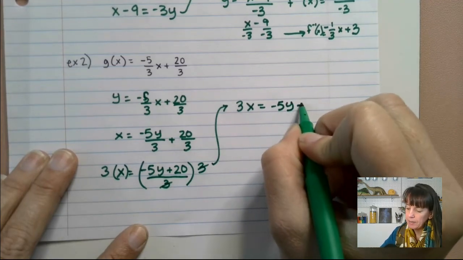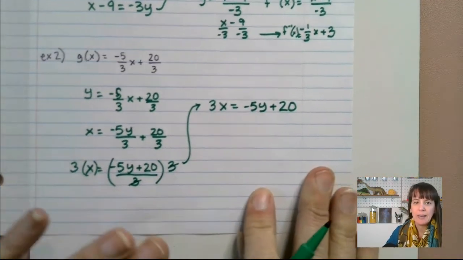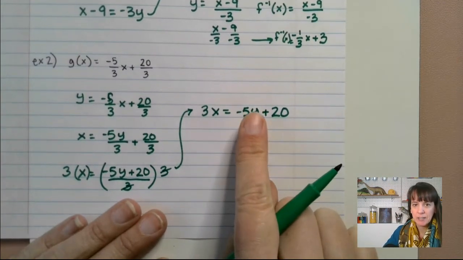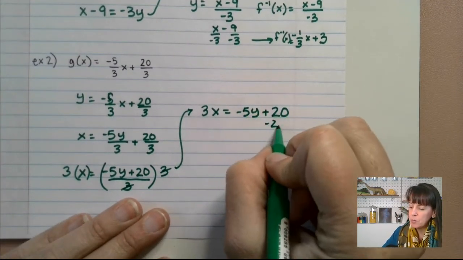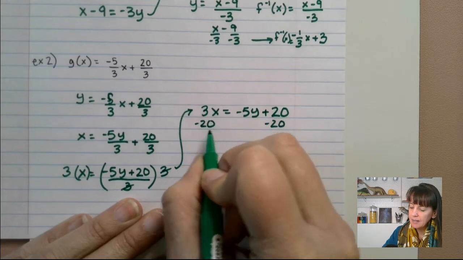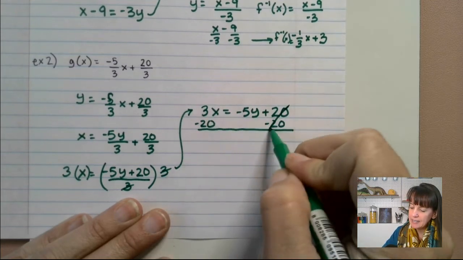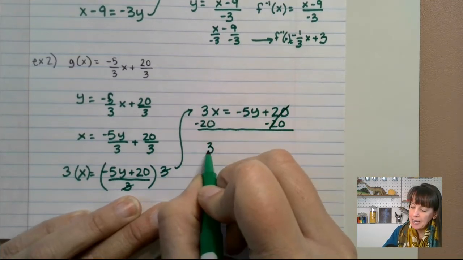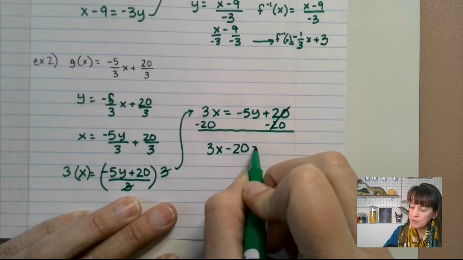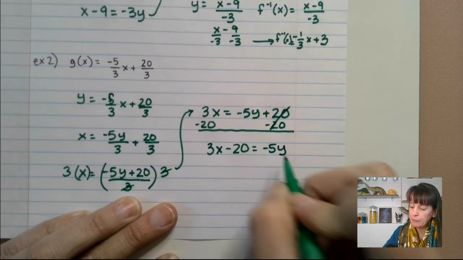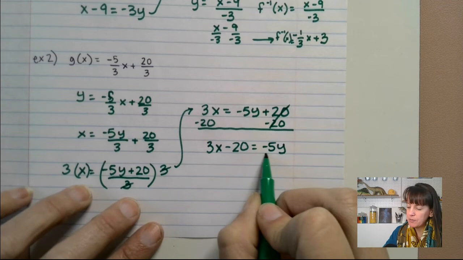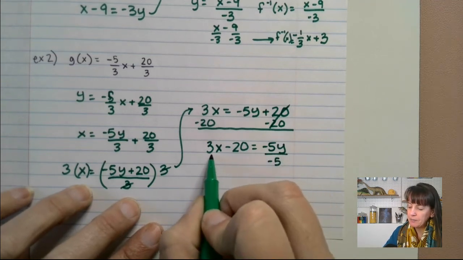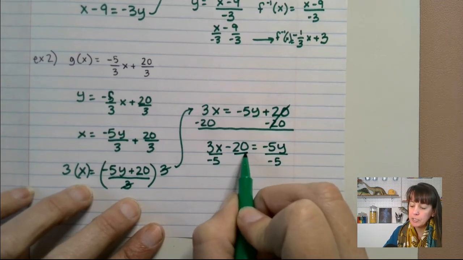Again, we want to get the chunk with the y by itself. So we're going to minus 20 from both sides. And what we get is 3x minus 20 equals negative 5y. All right, divide both sides by negative 5. And again, we can do each chunk or we can do the whole thing.